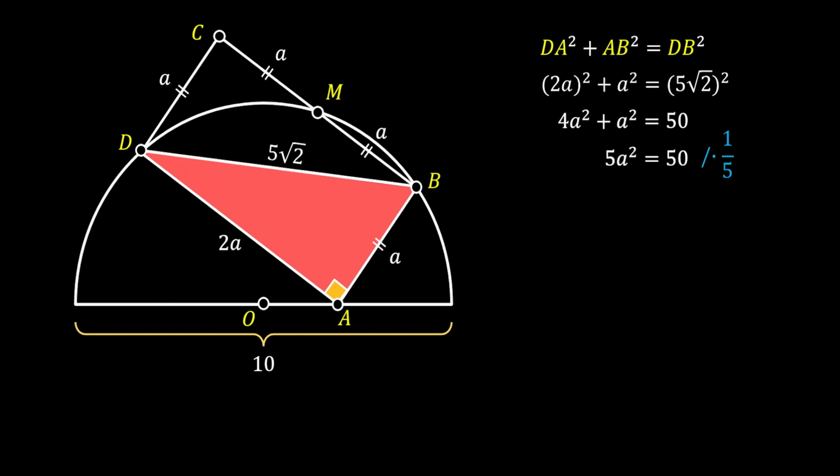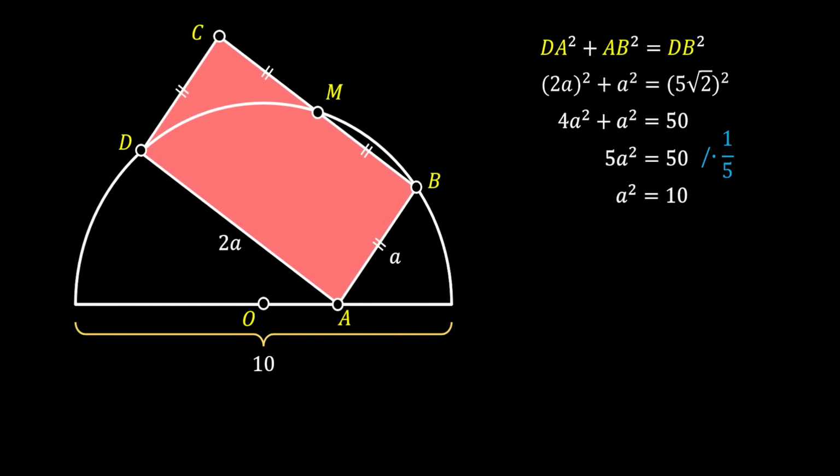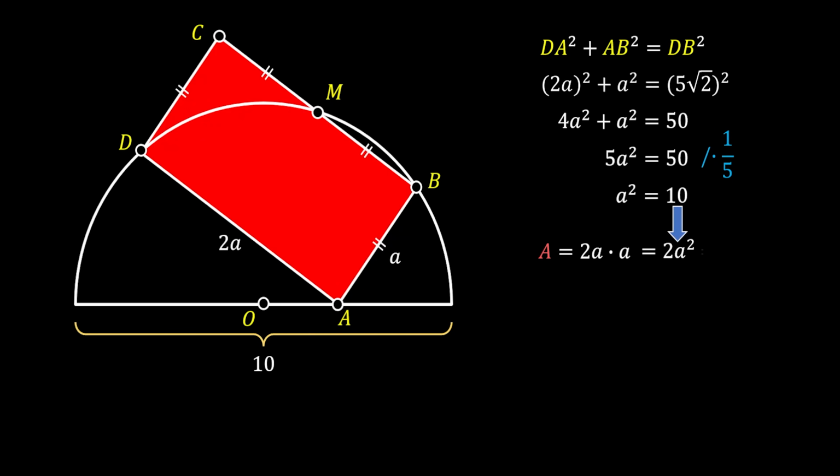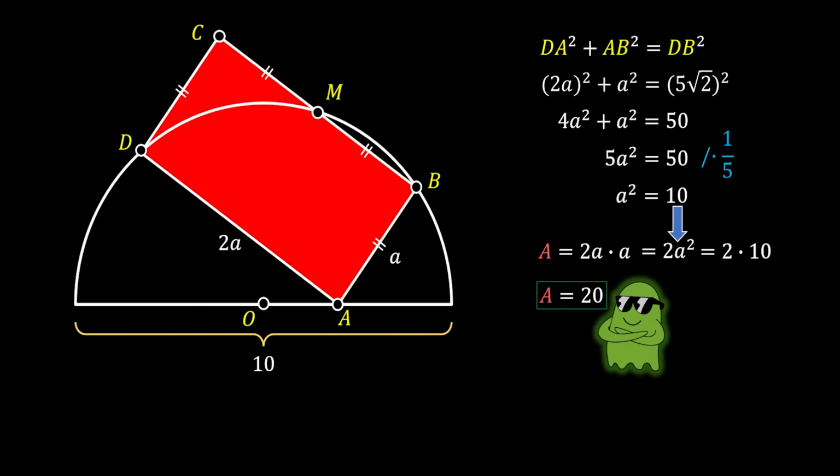Now we can multiply this by 1 over 5 to simplify, and we will get that A squared equals 10, and we're going to leave this value as it is. Now, remember, we're looking for the area of the entire rectangle ABCD, and the area of the rectangle equals the product of its base and the height, which in our case is 2A squared. And we're just going to substitute the value of A squared, which we got earlier, and finally we will get that this rectangle has the area of 20 square units, and this is our solution.